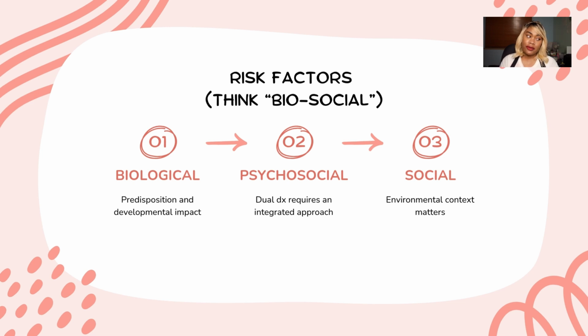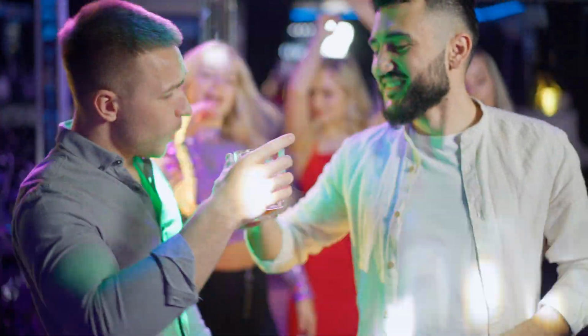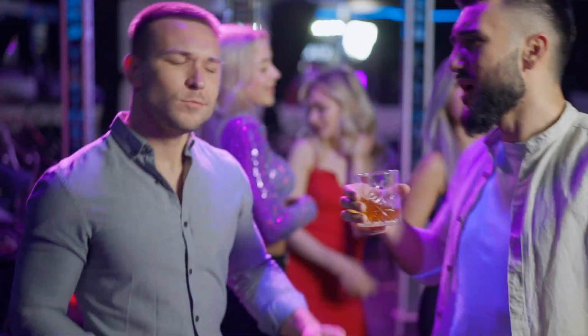Now let's consider who is more vulnerable. Understanding these risk factors helps with early identification and preventative care. So we want to think about the biopsychosocial risk factors. Biologically, is there any family history of alcohol abuse or early age drinking? We want to talk about the predisposition and developmental impact. We want to look at their psychological factors. Is it co-occurring? Do they have other comorbidities in the mental health category? Is there any anxiety, depression, self-medication? There could be a dual diagnosis there, which will require integrated care, both on the medical and psychological side. And then there are the social constructs. There are the peer influences, the cultural norms, and we want to know about their environmental context because it matters.